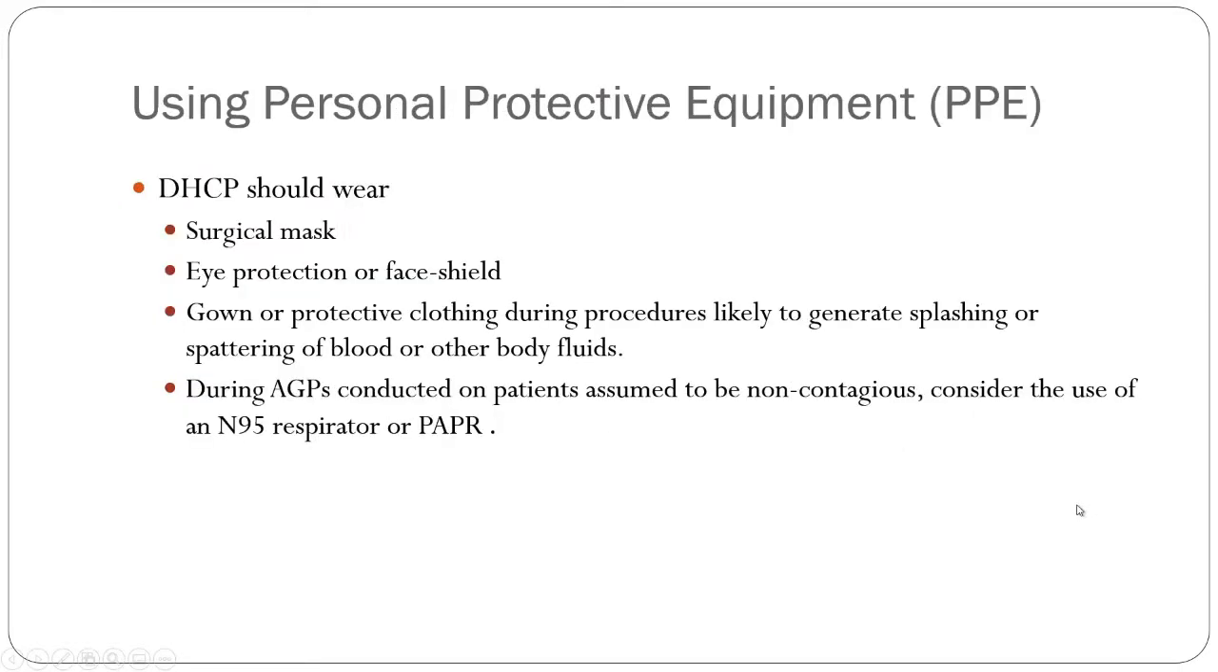For personal protective equipment, we advise a surgical mask, eye protection and face shield, and also the gown with protective clothing during procedures, especially if there are any splashes. And during AGPs, or aerosol generating procedures, use an N95 respirator or a powered air-purifying respirator with hoods, which protect those who are not fit tested.